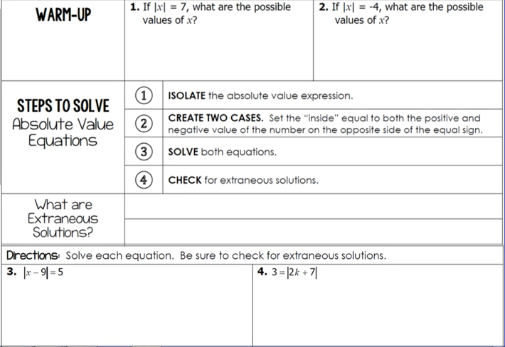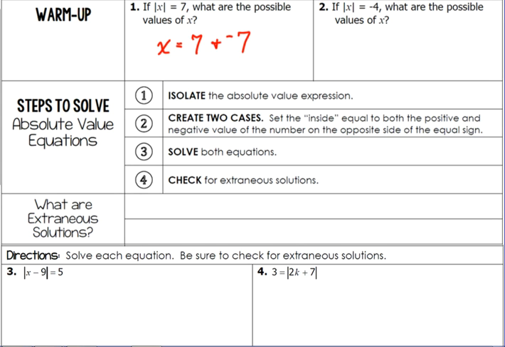So what numbers, there are two that we can take the absolute value of and we can get 7. Jason. -7, positive 7. Exactly. All right, so x can equal positive 7 and it can equal -7, because when we take the absolute value of both of those numbers, we end up with positive 7. Now let's look at the second one.